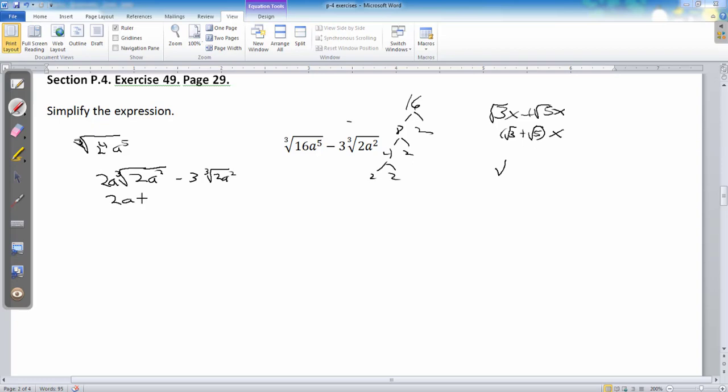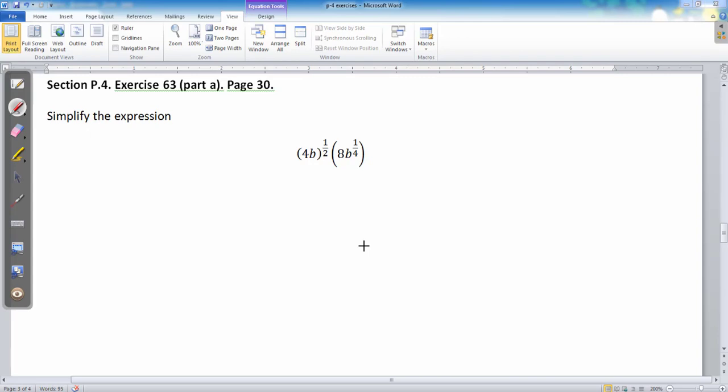So we would have 2a minus 3 times the cube root of 2a squared. And that would be our final answer. Now we're going to look at exercise 63, page 30. This is our first problem dealing with rational exponents, fractions in the exponents. They just want us to simplify this.